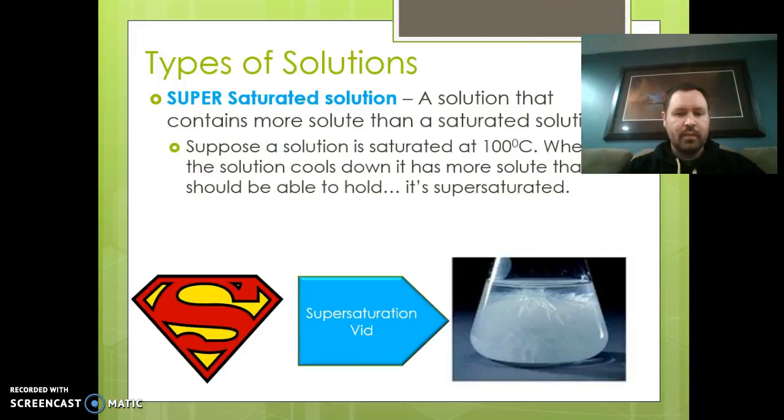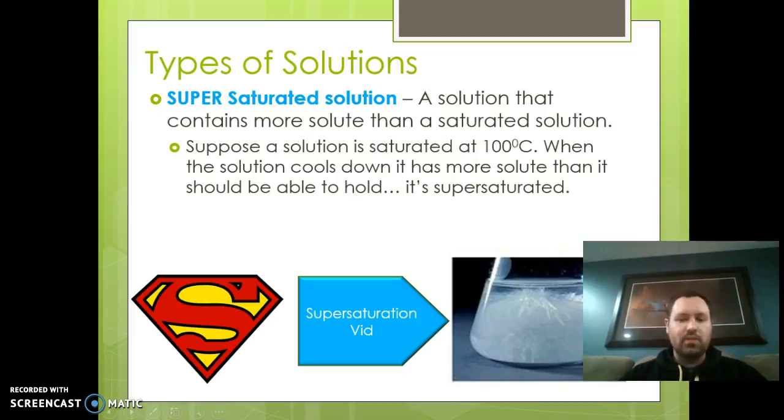Let's move on. Okay. Remember how I said you can only fit a certain amount in there? Well, I just lied to you a little while ago. Technically, you can fit even a little bit more. It's a supersaturated solution. So a supersaturated solution is a solution that contains more solute than a saturated solution.